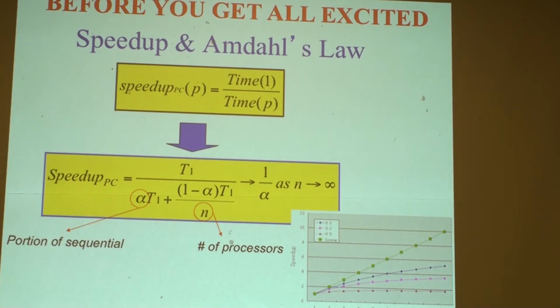If alpha, for example, if 10% of the program has to run sequentially, the maximum speedup we're going to get, no matter how many processors we have, is 10. If 50% of the program has to run sequentially, the maximum speedup we're going to get is 2. So even though we've got these millions of cores, we're looking at a speedup of 2 or maybe 10, if that's how much of our job just has to run sequentially.